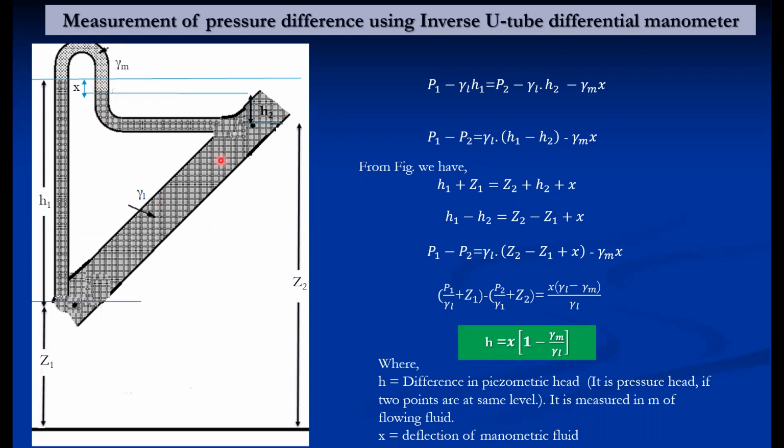So if an inverted U-tube differential manometer is used, the difference in piezometric head, or pressure difference in case of a horizontal pipeline where both levels are horizontal, this expression can be used directly. And then multiply this by gamma of the flowing fluid, and it gives the pressure difference in Newton per meter square.